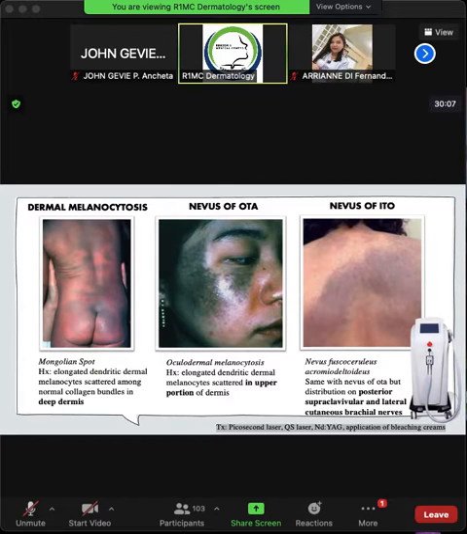So the difference is the location of your dendritic dermal melanocytes. Again, for your dermal melanocytosis, it is usually located in the deep dermis, while for your nevus of Ota and nevus of Ito, it is seen scattered in the upper portion of your dermis.